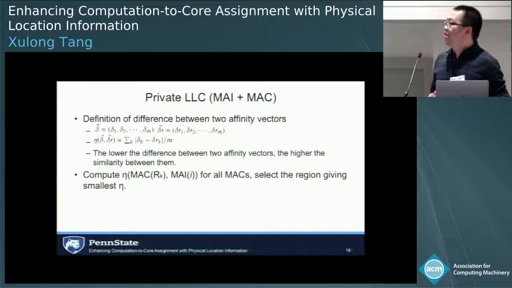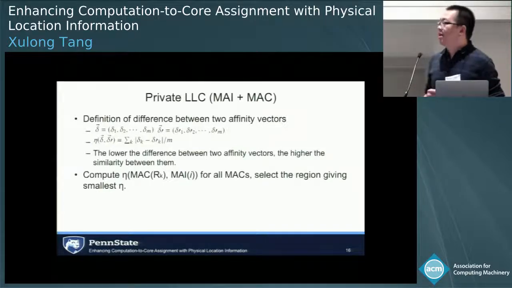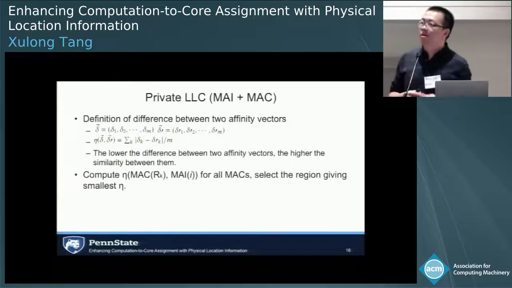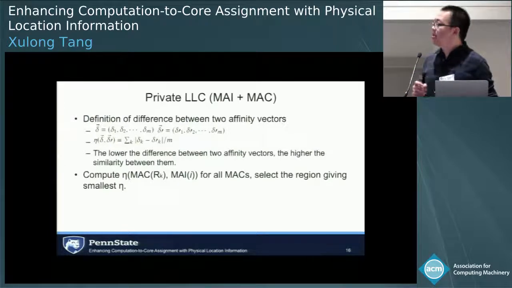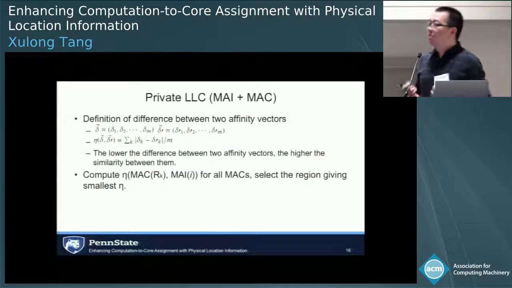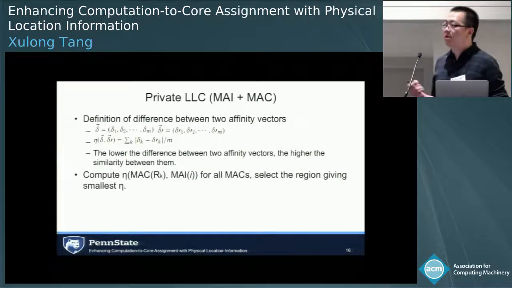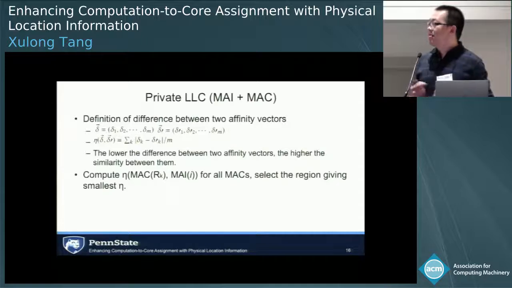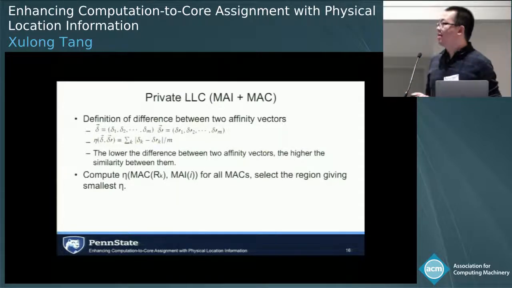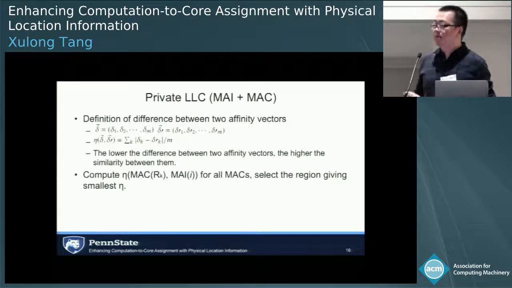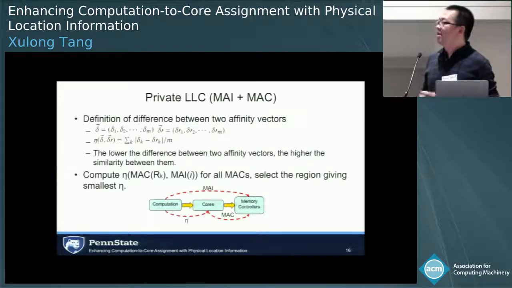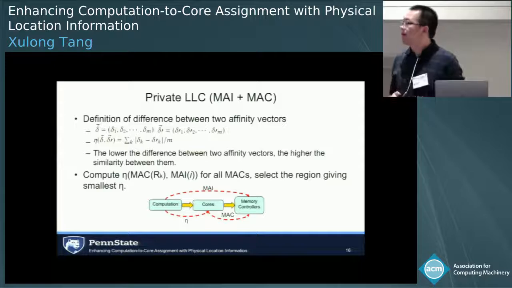Let's assume that we have two vectors, delta and delta prime. The difference eta is basically the summation of the absolute entry-level differences divided by the total number of entries in the vector. So the lower the difference between two affinity vectors, the higher the similarity between them. With such a difference definition, we can explore the difference between the MAI vector for each loop iteration set and the MAC vector for all the regions. And we find the region that gives us the smallest value of the difference, and this is basically the right place to map this loop iteration set. So eta basically captures the computation-to-core mapping here.